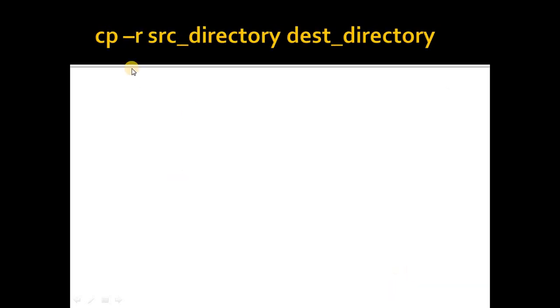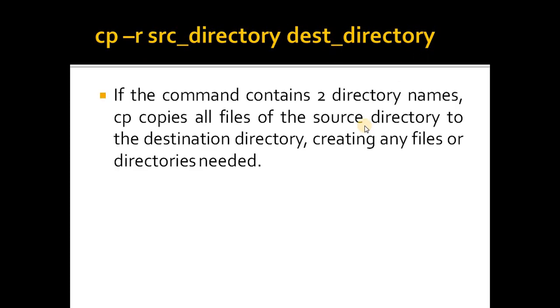And the last, or the third type of cp command, cp -r. R stands for recursive, followed by source directory and destination directory. If the command contains two directory names, cp copies all files of the source directory to the destination directory, creating any files or directories needed. This mode of operation requires an additional option -r to indicate the recursive copying of directories.